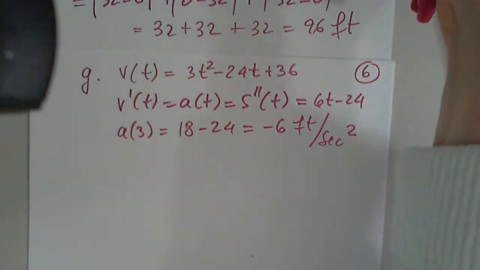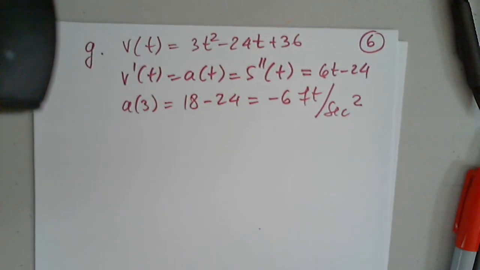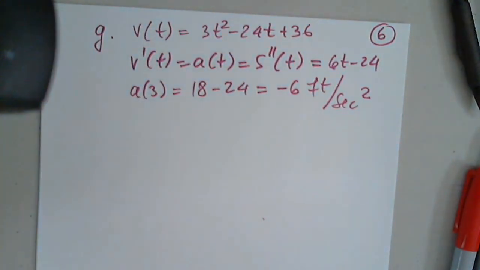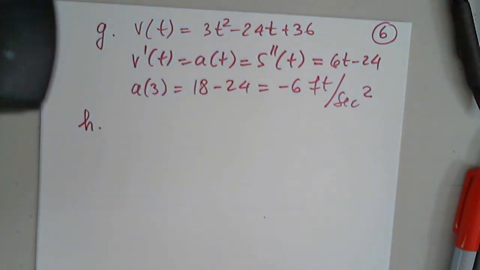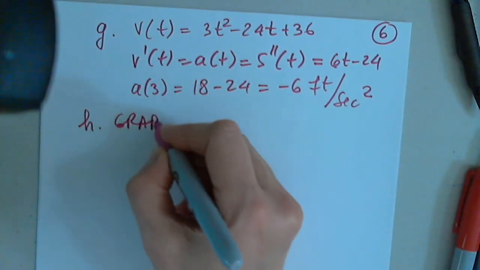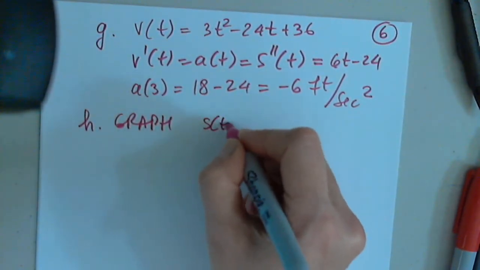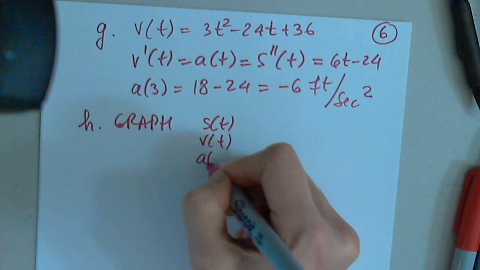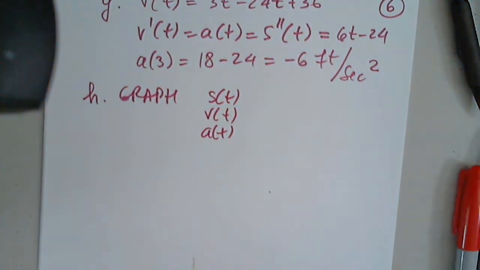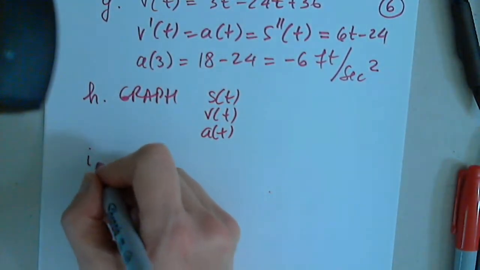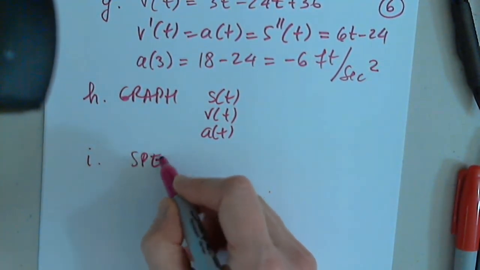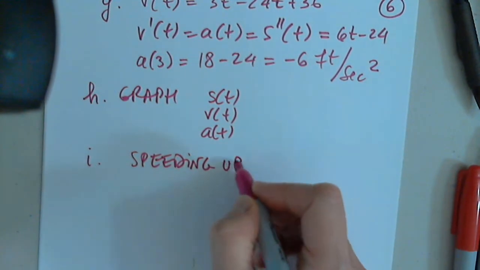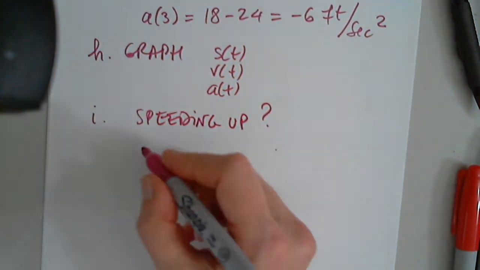Okay, this last question is very important. Let me write it for you. Part H. I don't want you to think that I'm skipping anything. It says graph with a graphing calculator. So we can graph the distance, the velocity, and the acceleration, and there is a calculator sign next to it. Okay, final question, part I. When is the particle speeding up? Slowing down.